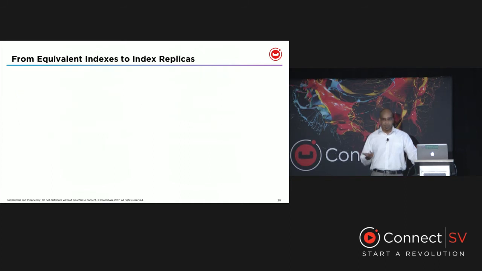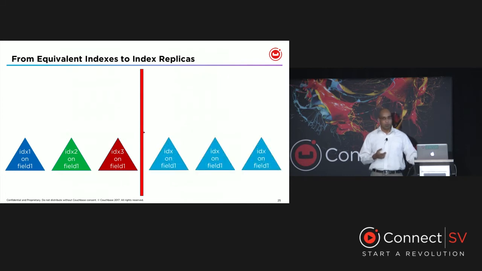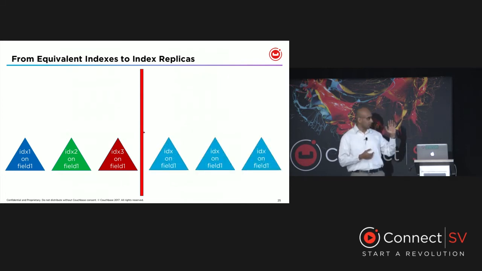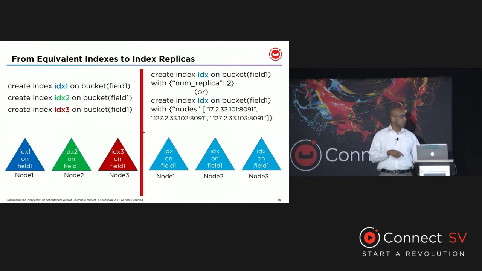So if you already have equivalent indexes in your cluster, let's say you have a similar kind of configuration, and you want to move to a homogeneous set on 3 different nodes with the same index name. Earlier, you were running 3 different commands, just now 1. You either do num_replica is 2. What num_replica 2 does is 1 plus 2. So you create 1 copy and 2 more. So there are 3 copies as such. If you want specific index placements, you can just give the IP addresses and be done with it. Simple.